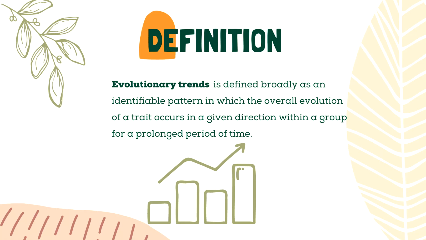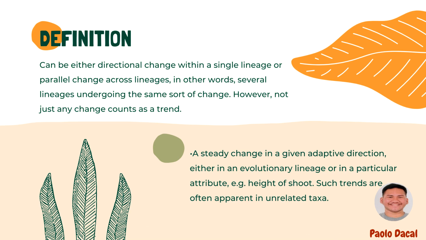Evolutionary trends is defined broadly as an identifiable pattern in which the overall evolution of a trait occurs in a given direction within a group for a prolonged period of time. An evolutionary trend can be either directional change within a single lineage or parallel change across lineages. In other words, several lineages undergoing the same sort of change. However, not just any change counts as a trend.